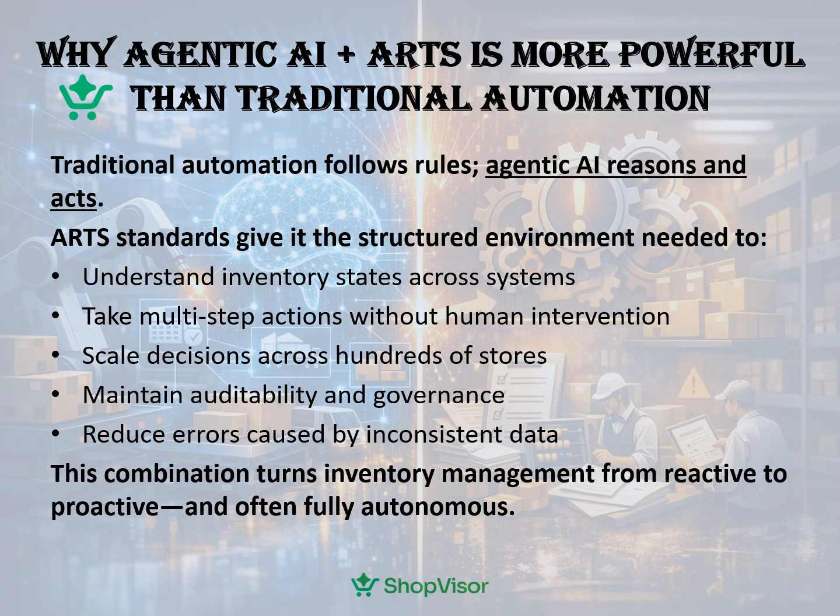So why is Agentic AI plus ARTS more powerful than traditional automation? Well, traditional automation follows rules. Agentic AI reasons and acts. ARTS standards give it the structured environment needed to understand inventory states across systems, take multi-step actions without human intervention, scale decisions across hundreds of stores, maintain auditability and governance, and reduce errors caused by inconsistent data. This is a big one. This combination turns inventory management from reactive to proactive and often fully autonomous.